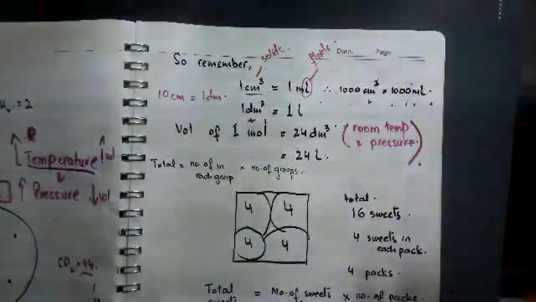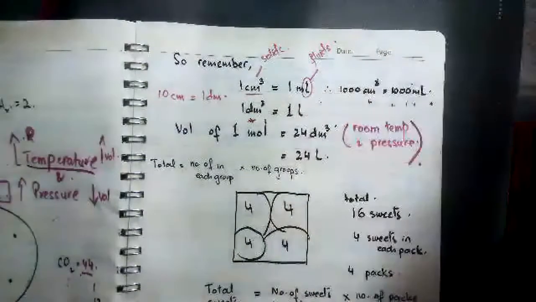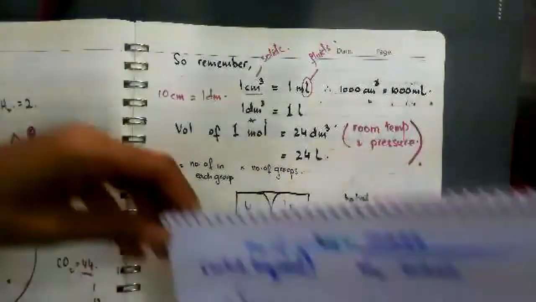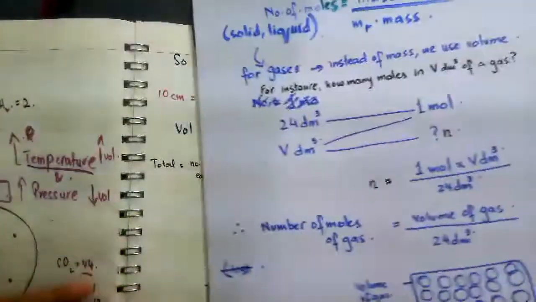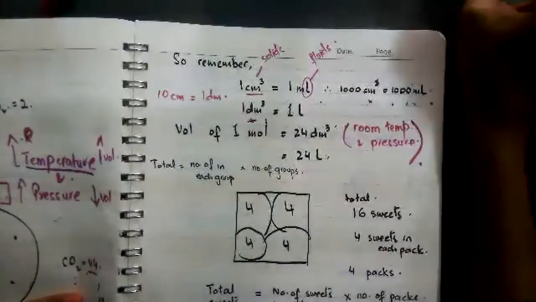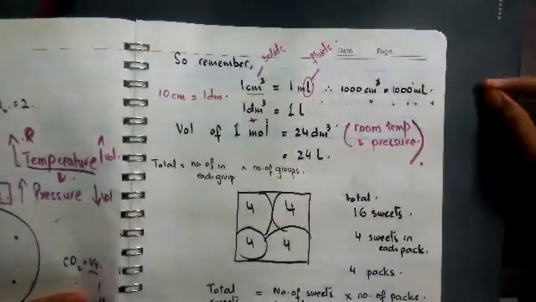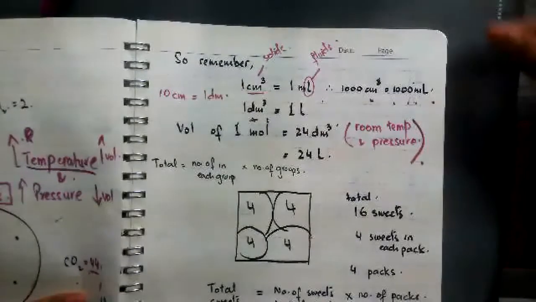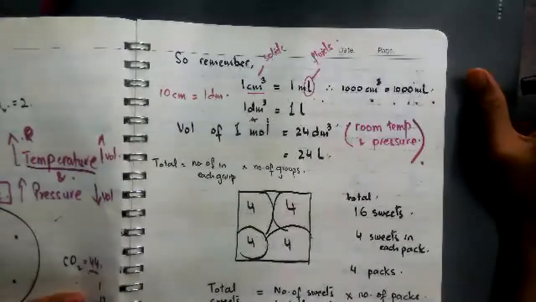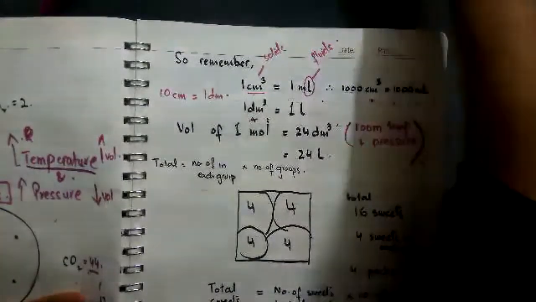So if you have understood this, is there any question? Is there any question so far? Are you convinced that different gases at the same temperature and pressure containing the same volume will have the same number of particles? Are you clear about that? Otherwise, you can raise your hand.